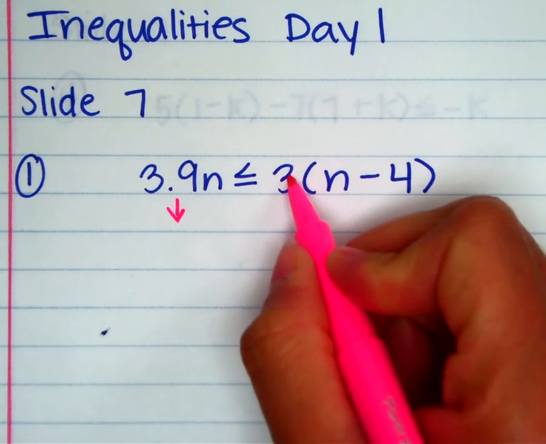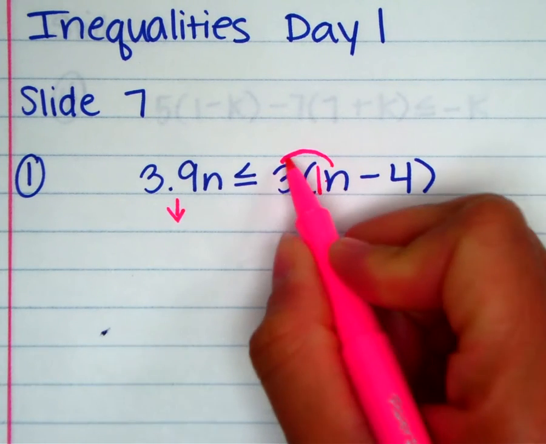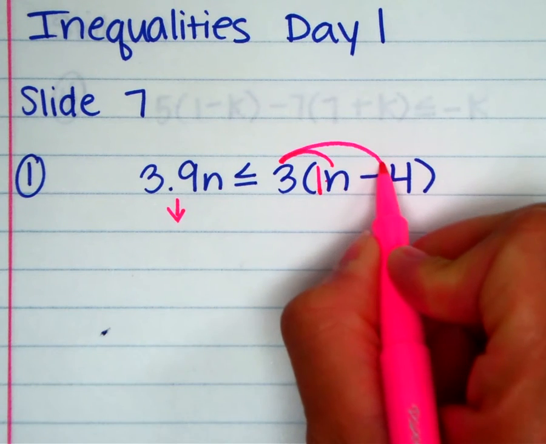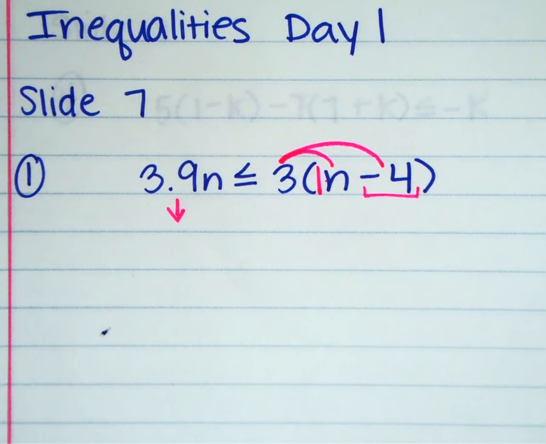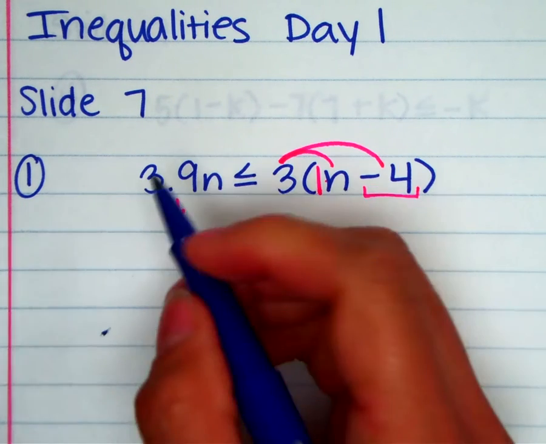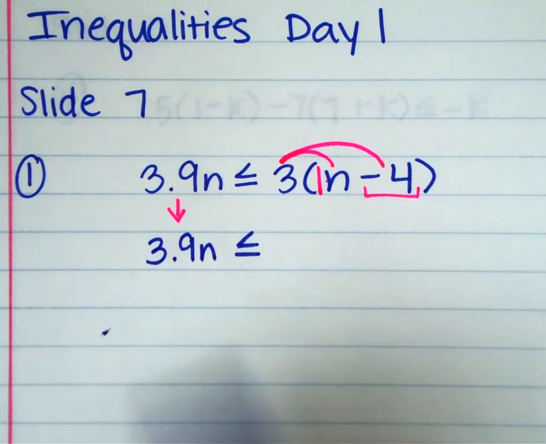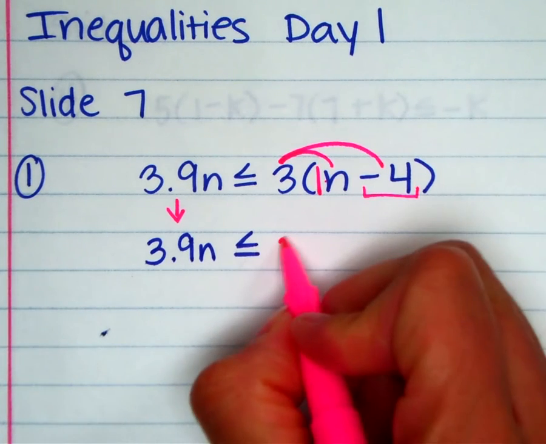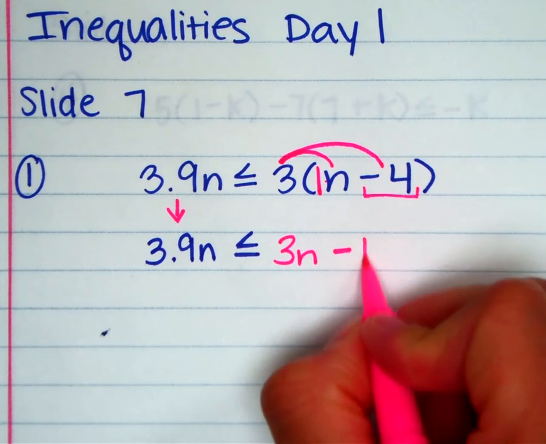Here on the right, we're going to see 3 parentheses, so we need to multiply that with n. Remember, there's a 1 in front, so you're multiplying 3 with 1. Then you're going to multiply 3 with a negative 4. Make sure you're paying attention to the signs. So we'll bring down our 3.9n less than or equal to 3. So 3 times 1n is going to be 3n. 3 times a negative 4 is a negative 12.